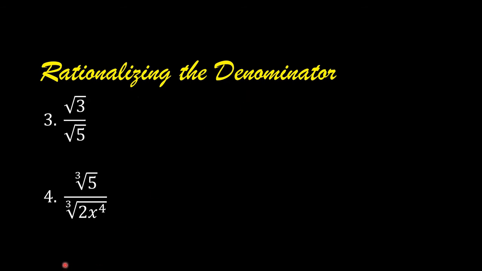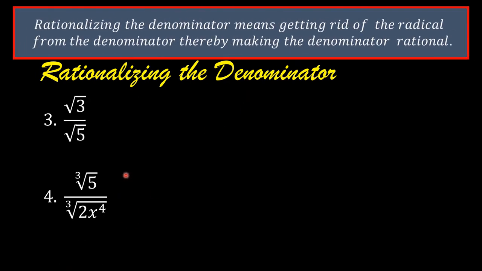Rationalizing the denominator. Rationalizing the denominator means getting rid of the radical from the denominator, thereby making the denominator rational. Let us do number 3: square root of 3 over square root of 5. The denominator contains a radical symbol. We should get rid of this symbol.